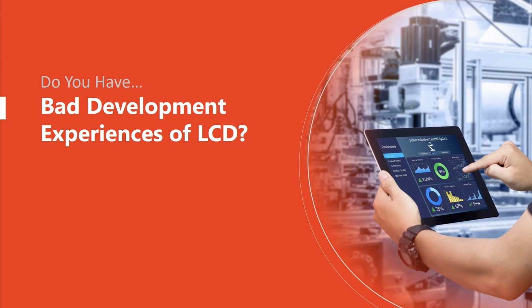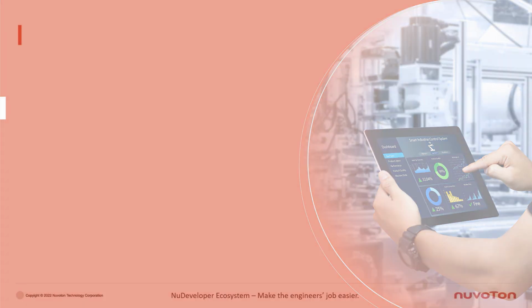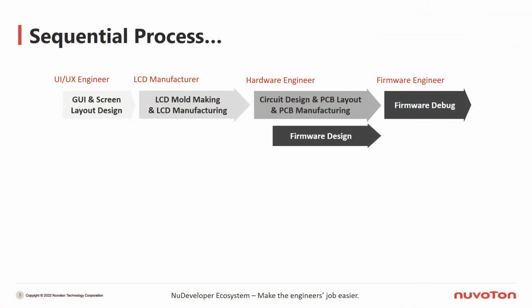So first of all, just one question. Have you ever encountered any challenges while developing an LCD project? From the LCD development process viewpoint, it's a sequential flow path. The process started with designing the LCD screen by UI/UX engineers, and it was then made by an LCD factory. Once LCD specifications are locked down, it's the hardware engineers' turn to design and prepare hardware, and meanwhile, firmware engineers can start to work. However, during this process, people will encounter three problems.